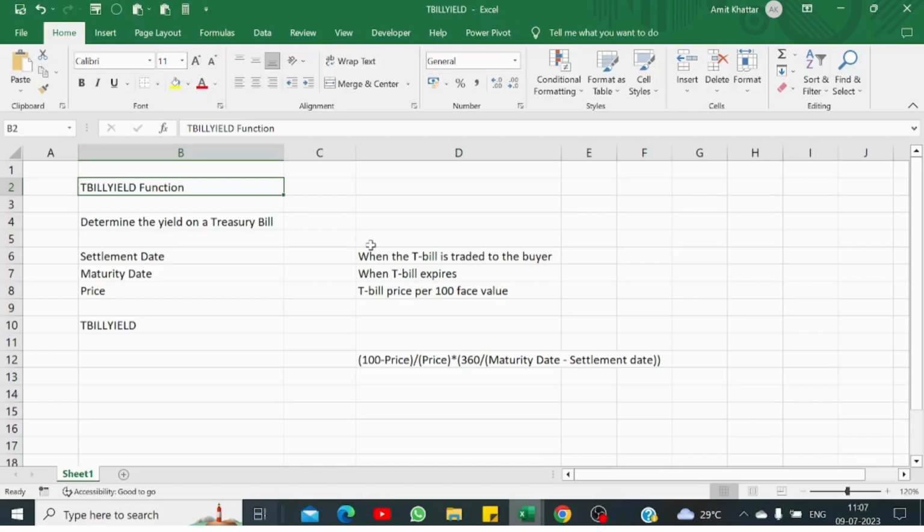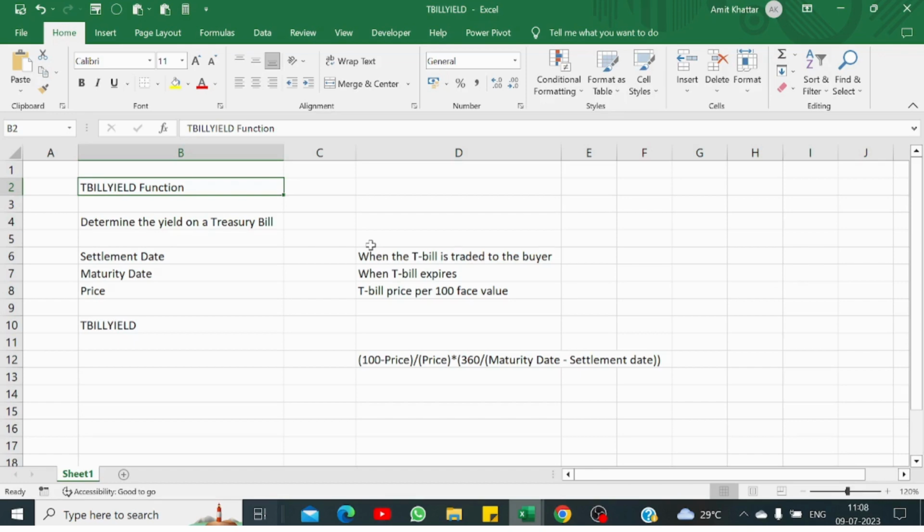So today we are going to look at the T-bill yield function in Excel. The T-bill yield function is used to determine the yield on a treasury bill. When we are talking about a T-bill, we have parameters such as settlement date, maturity date, and price.